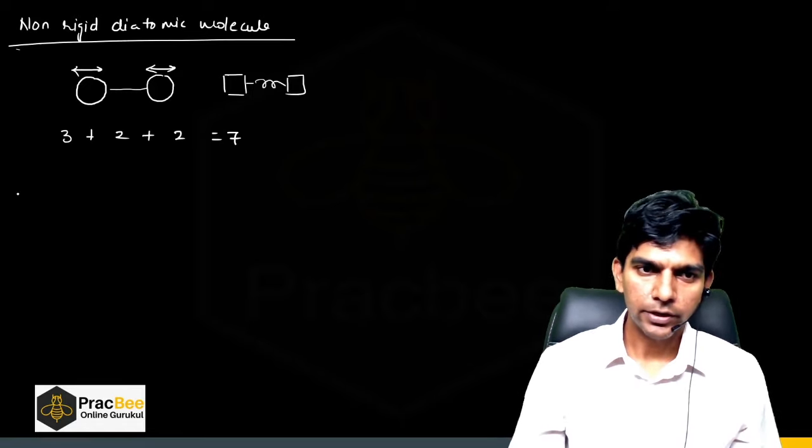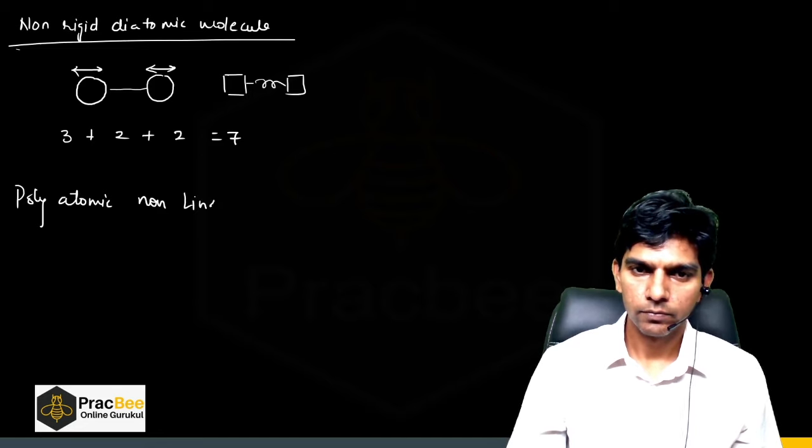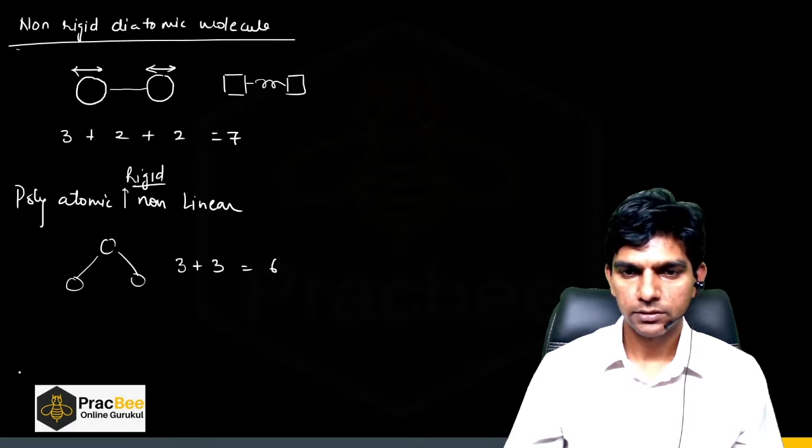Now, if we have a polyatomic, non-linear molecule, something like this, which is non-linear. Now, this molecule will have 3 translational and 3 rotational degrees of freedom. I am taking a case of rigid. So 3 plus 3, 6.